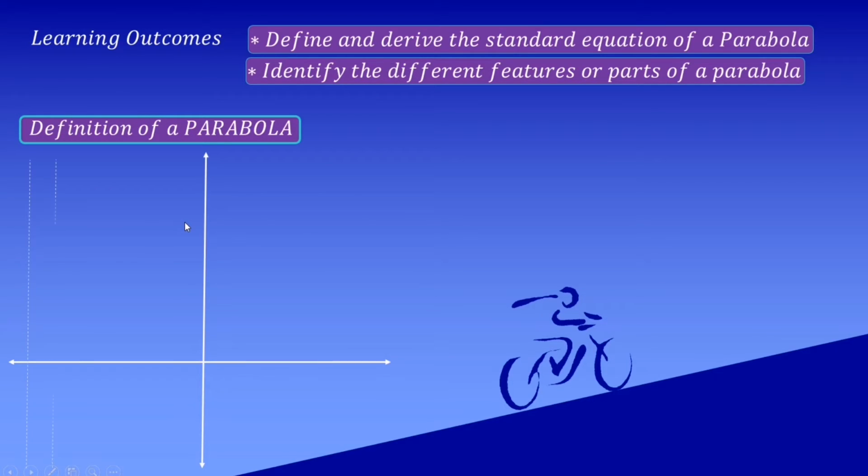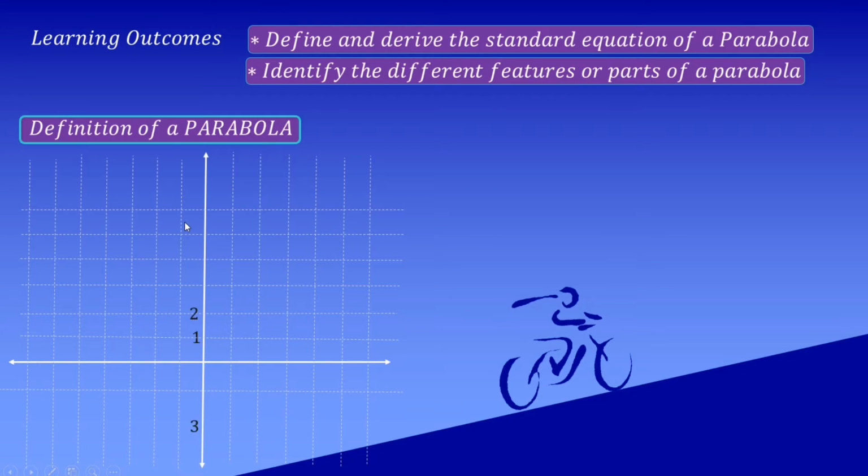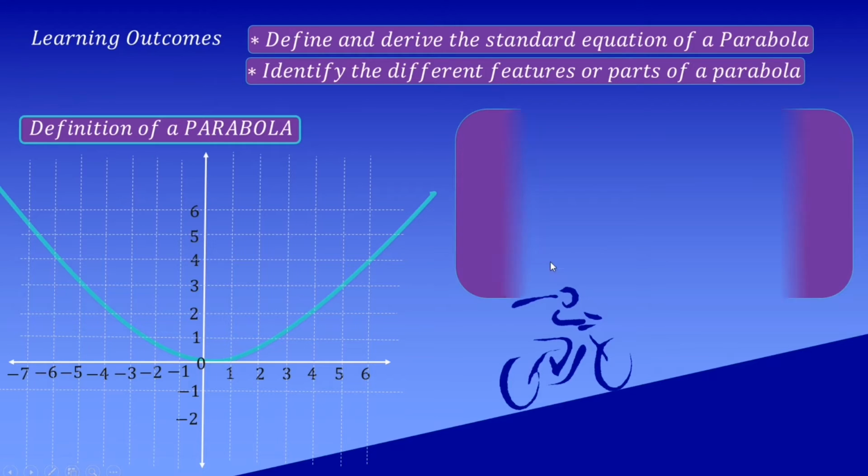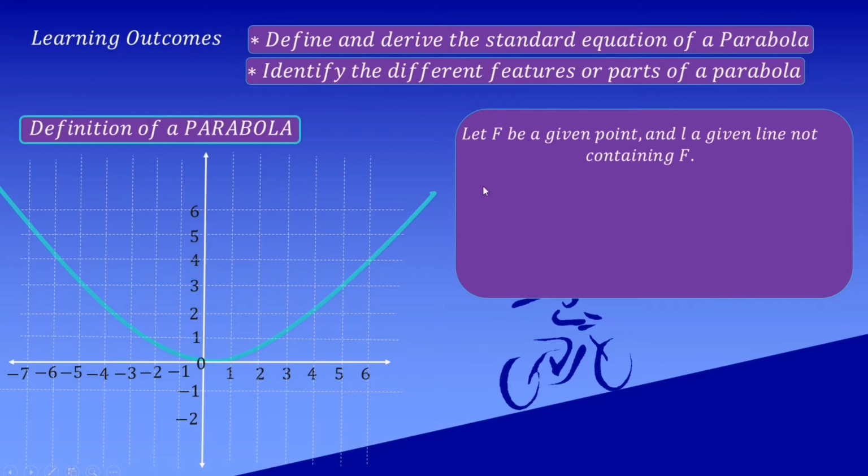Consider natin yung rectangular coordinate system, the x and y axis with its number line. Meron tayong curve here which is the parabola opens upward. So let F be a given point, that is F ordered pair (0, 2), and L a line not containing F. So yan nating line intersecting the y-axis at negative 2.